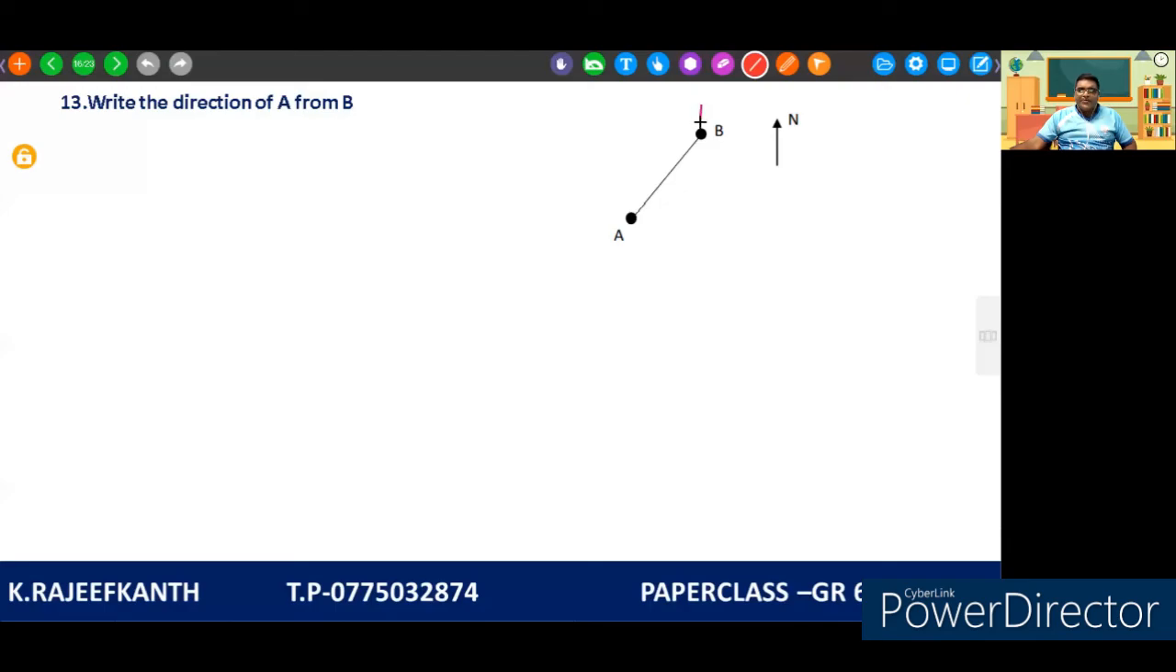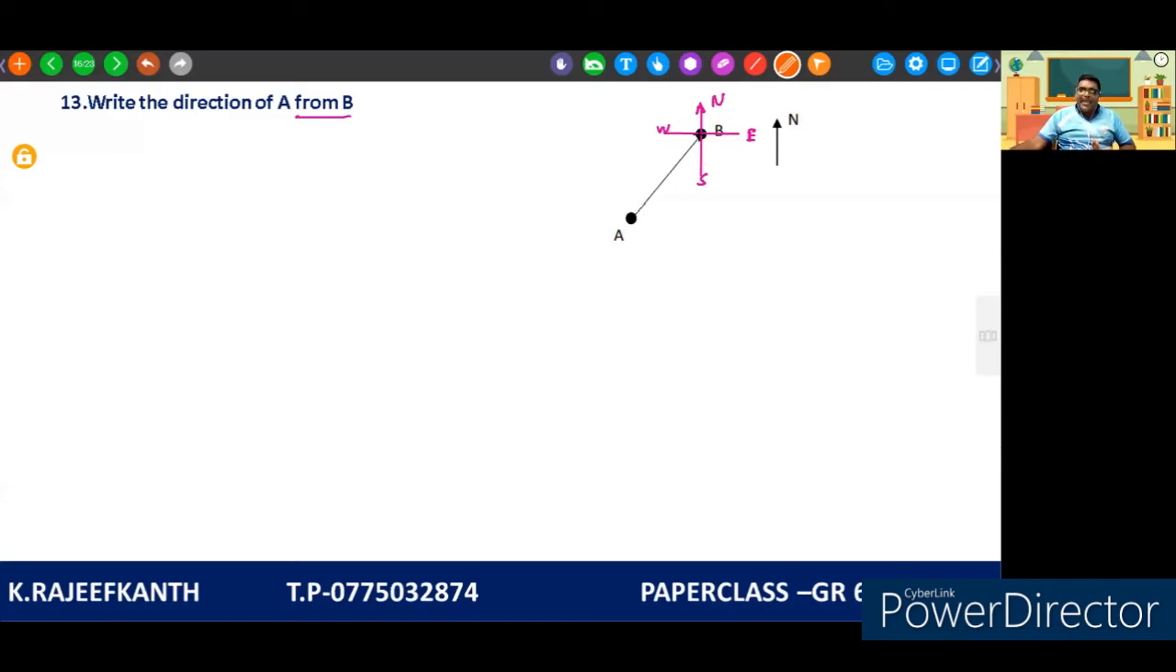So if we draw this is the north, south, east, west, right? If we mark north, east, south, west. Why are we marking at the point B? Because we are going to find the direction of A from B. When we are finding the direction from B, we have to stay there at the point B. Then from B only we have to find the direction. So we have to draw the direction here.